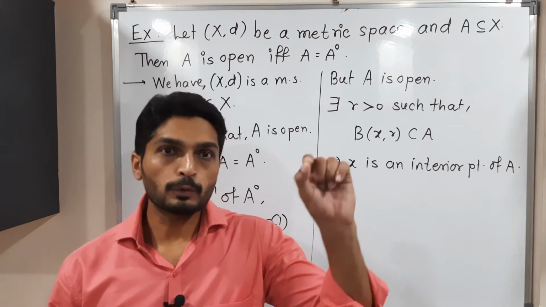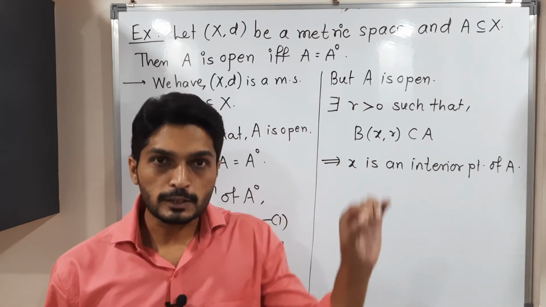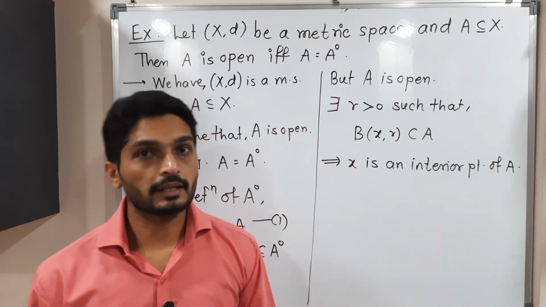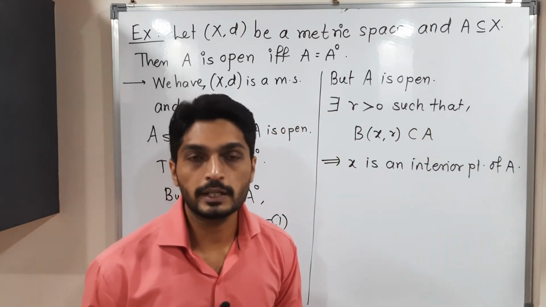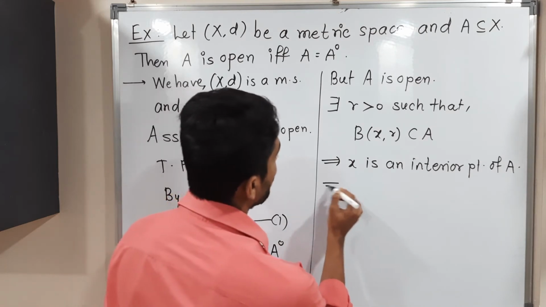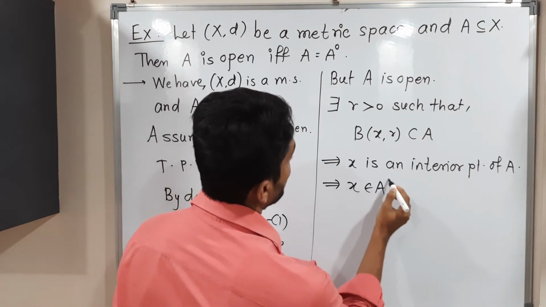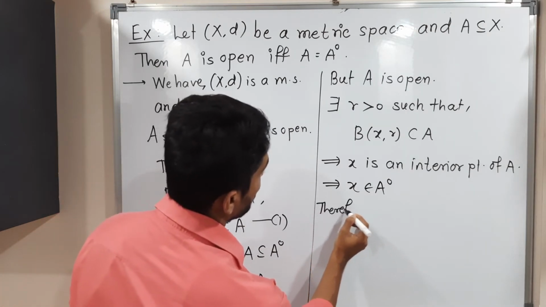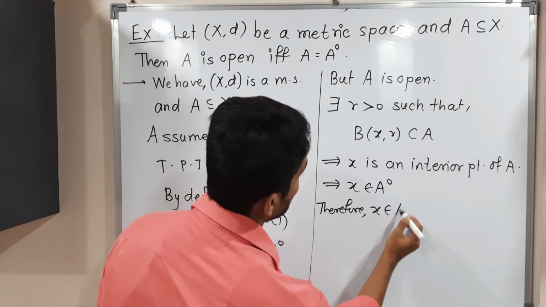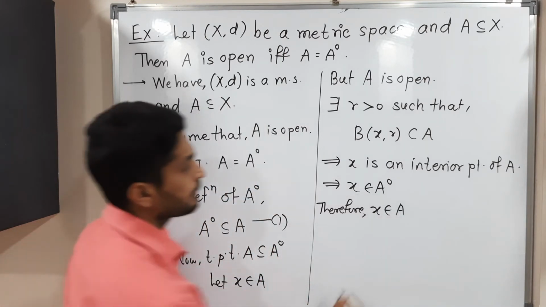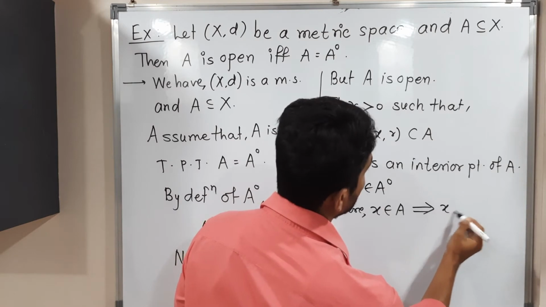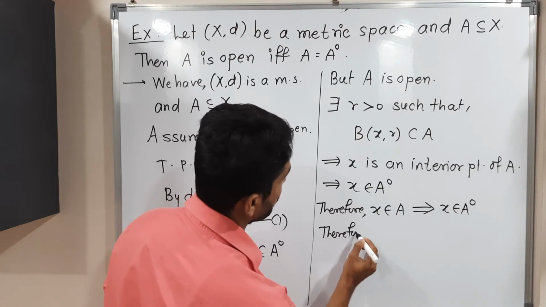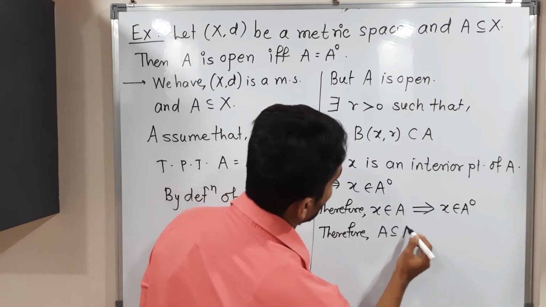In the definition of an interior point we do the same thing. How to prove x is an interior point? If it is possible to draw a ball around x which entirely lies inside set A. Here it is possible, so we can declare x is an interior point of A. That means x belongs to A interior. Basically we took x from A and proved that it is in the interior of A. Therefore A is a subset of A interior.